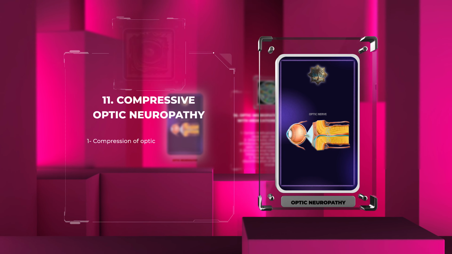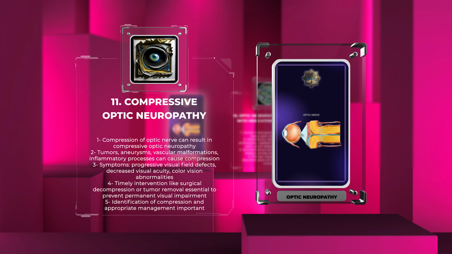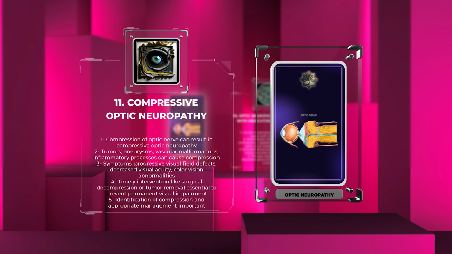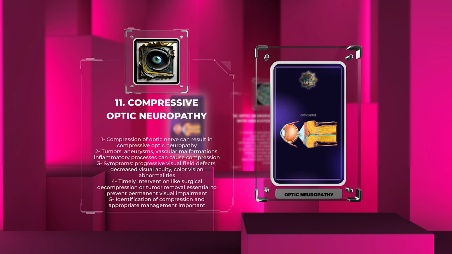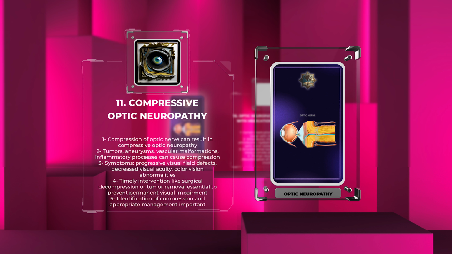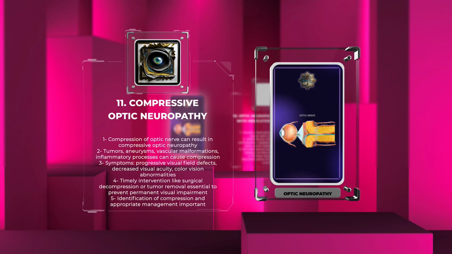Compression of the optic nerve due to space-occupying lesions can result in compressive optic neuropathy. Tumors, aneurysms, vascular malformations, or inflammatory processes can cause compression on the optic nerve, leading to visual disturbances. Symptoms may vary depending on the location and extent of the compression, but common manifestations include progressive visual field defects, decreased visual acuity, and color vision abnormalities. Prompt identification and timely intervention, such as surgical decompression or tumor removal, are essential to prevent permanent visual impairment.